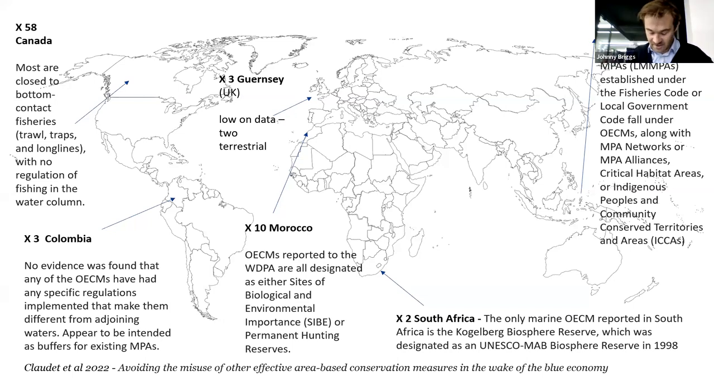I think the FAO is having a workshop soon with regional fisheries bodies to support them to identify other effective conservation measures. So even though the proportion is so low at the moment of the total in the world database, you can be pretty sure that as we move towards 30 by 30, there's going to be a high proportion of other effective conservation measures included or counted in that effort.